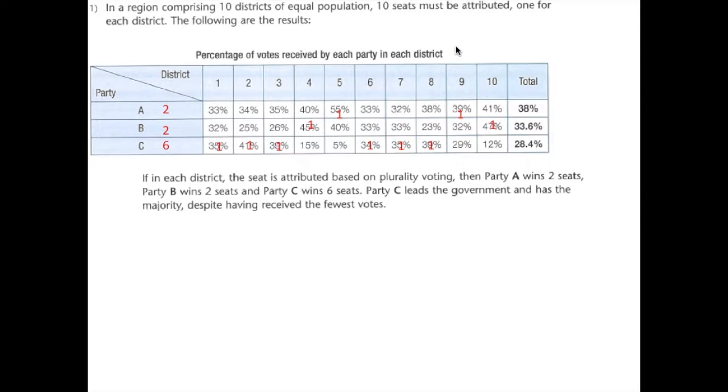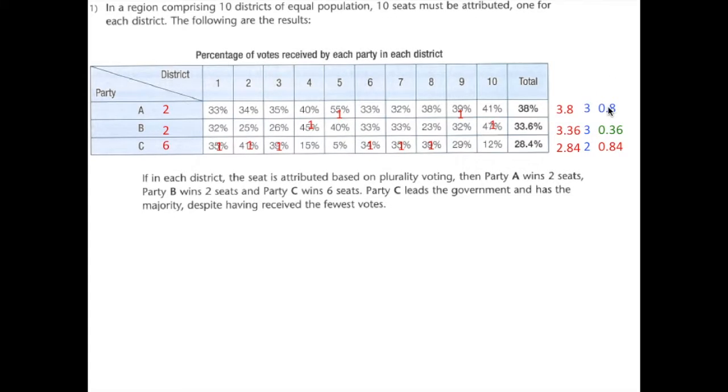If we're doing it by proportional representation, let's look at 38%, times 10, which gives us 3.8. Remember, 38% is 0.38, so 0.38 times 10 is 3.8. 33.6% translates to 3.36 seats, and 28.4% translates to 2.84 seats. Remember, we round down, so this becomes 3 seats, 3 seats, and 2 seats, and then we just keep note of the fractional part, the remainder: 0.8, 0.36, and 0.84. Now 3 plus 3 is 6, plus 2 is 8. That's 8 seats, but we need 10 seats. Right? So we need to give 2 more seats away.